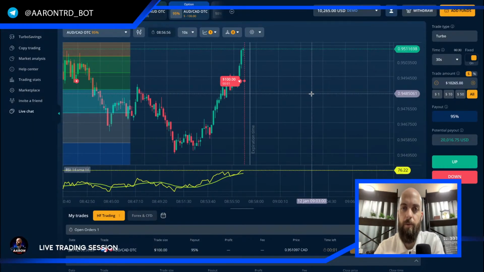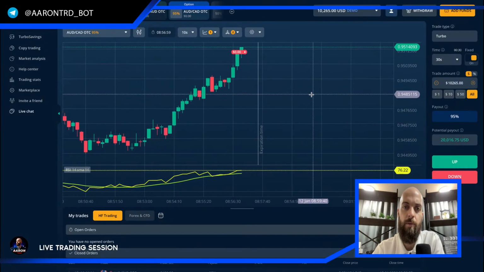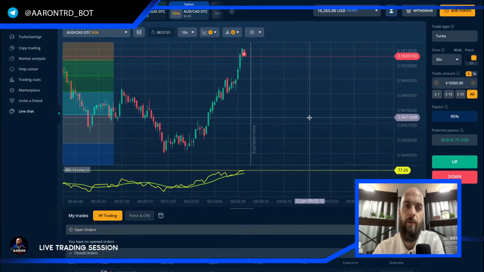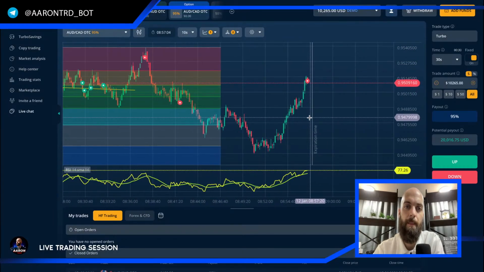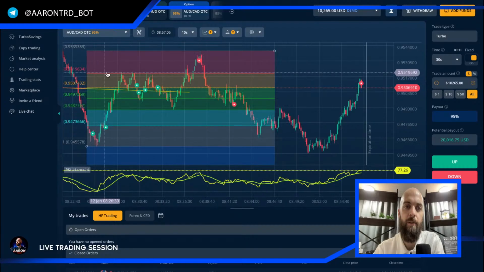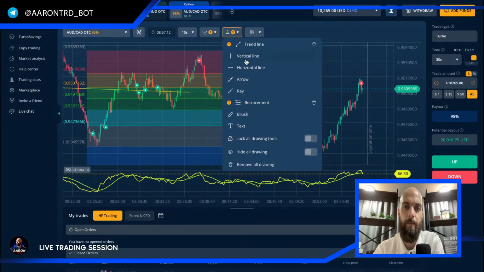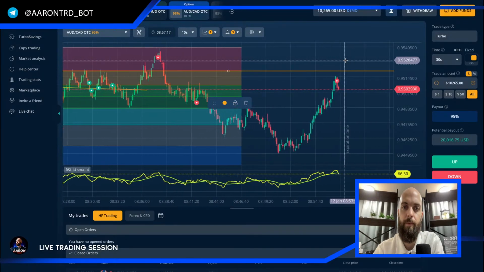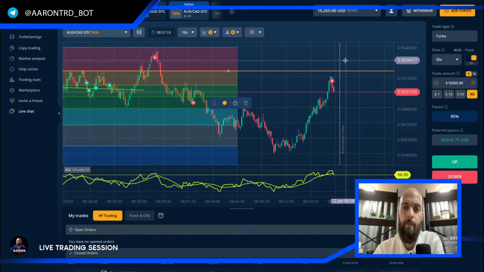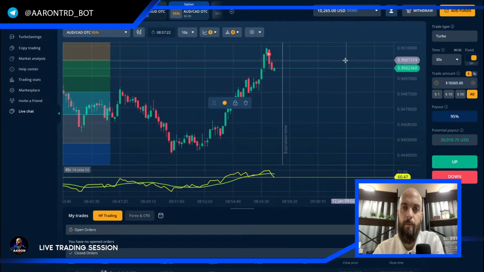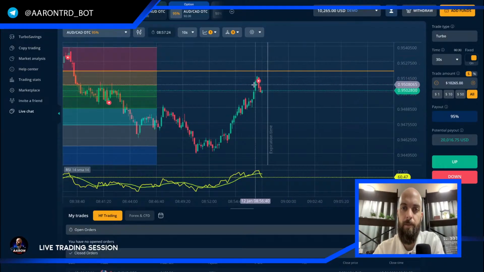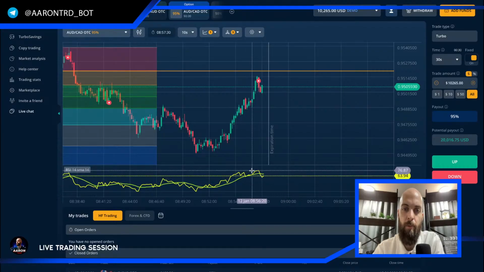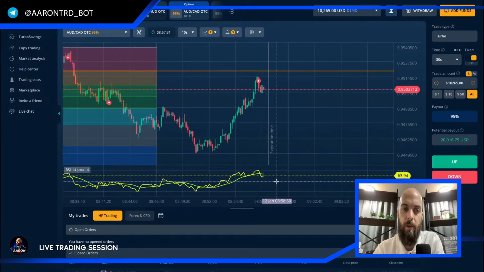See, you get too itchy, you jump in when you're not supposed to. Should have waited here. Should have been patient. Because we still have this solid level here that it wants to reach. Okay, let's see what else we can see. We want price to extend, momentum to go down on our RSI.